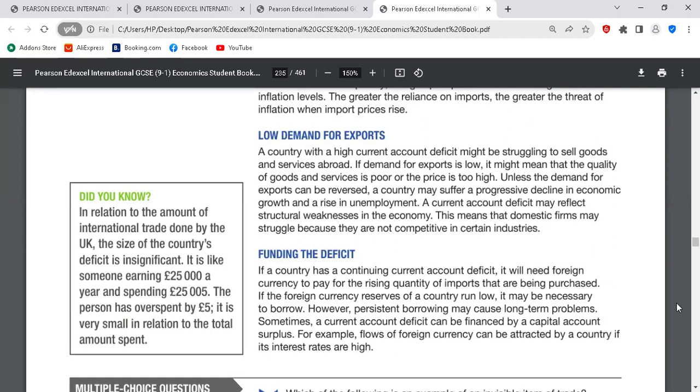There is a current account deficit, which might be as a result of less competitiveness internationally from our business, from our country. So foreign businesses do not want to patronize us because the value of our exports is so high, or the quality of what we produce is not up to their expectations. So we are having a deficit. So it brings about low demand for exports. Do you get it? Yeah.